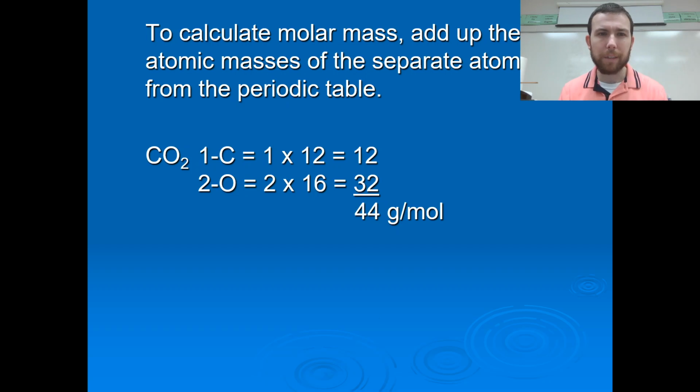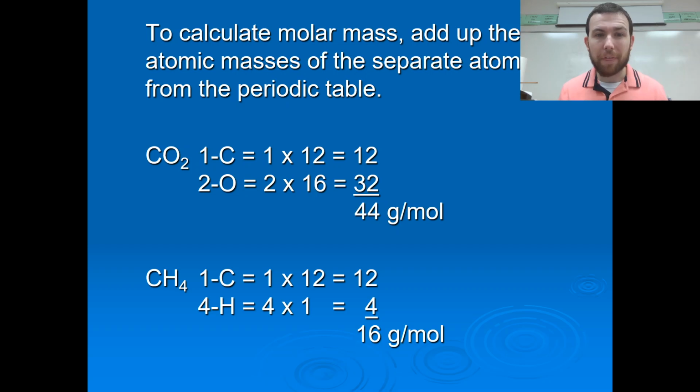Pretty straightforward. Or if you look at something like methane, you've got 1 carbon atom, so 1 times 12 gives us a mass of 12. Hydrogen has a molar mass around 1. We got 4 of them, so 4 times 1 is 4. So methane has a molar mass that's around 16 grams per mole. Again, pretty straightforward calculations. I don't think I need to spend a lot of time looking at that.